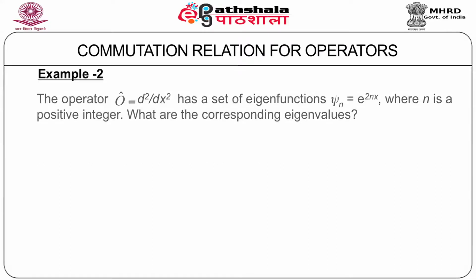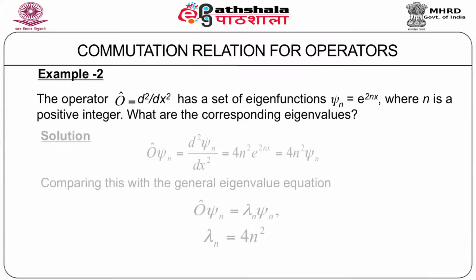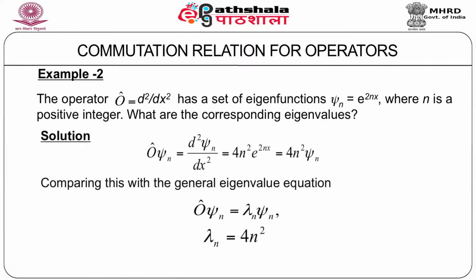In example 2, the operator O is defined as a differential operator, which is d squared by dx squared. This has a set of eigenfunctions psi n equal to e to the power 2nx, where n is a positive integer. So this is given. Now the question is, what are the corresponding eigenvalues? So let's come to the solution, which you can see on the screen.